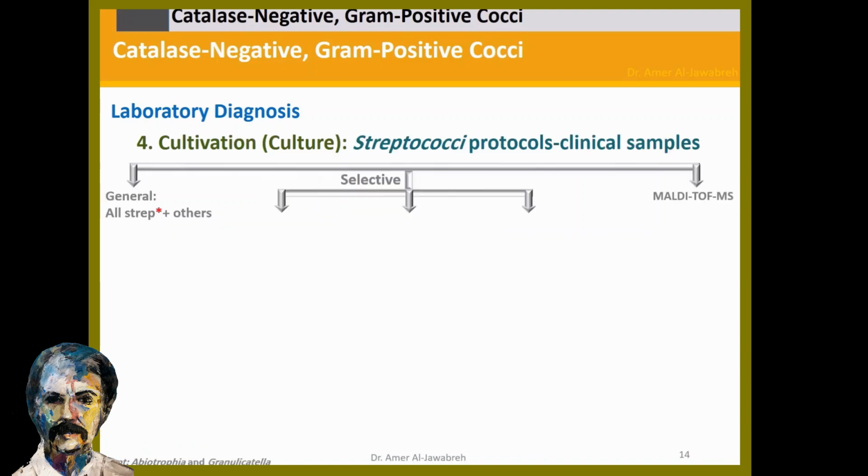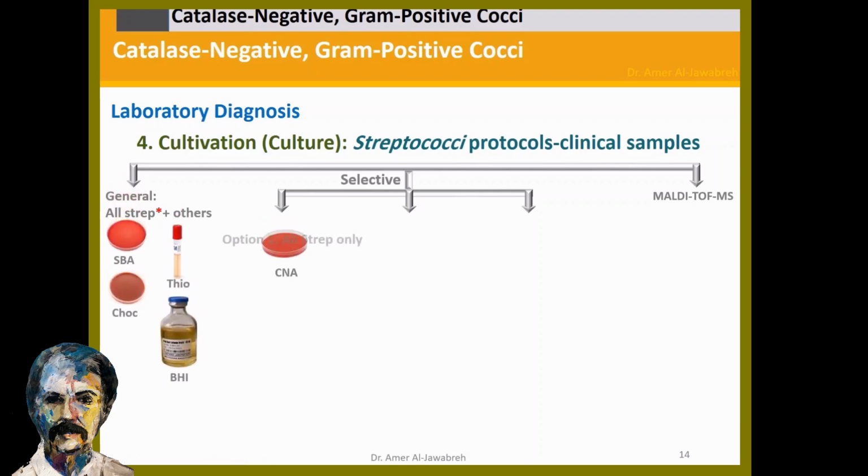What I'm doing here is giving you a flow chart that summarizes everything. You have general media for all strep and others, like blood. When you just streak the throat swab, looking for group A from inside your tonsils, on blood, all sorts of bacteria is there. All bacteria is there. So is it going to help you? No, it's going to puzzle you. That's SBA, chocolate, thioglycolate, BHI, and others. This is for basic labs which do not have a good budget for such things.